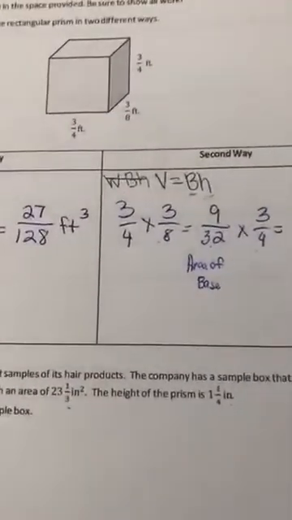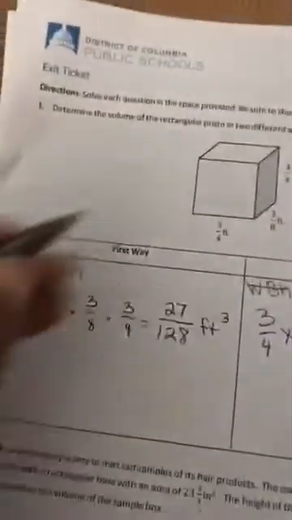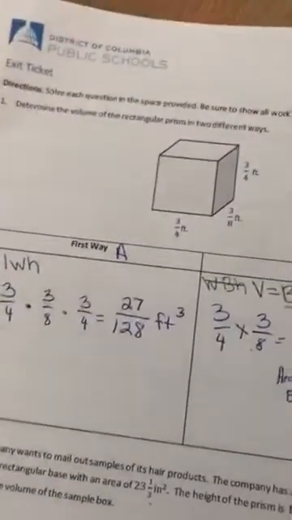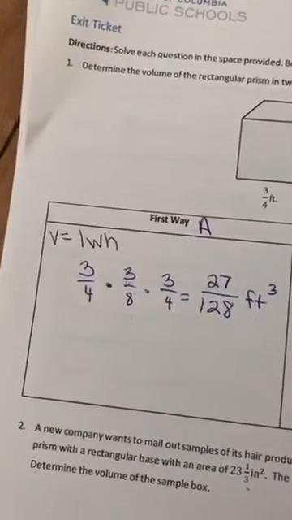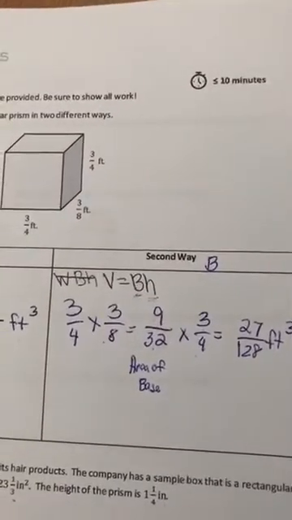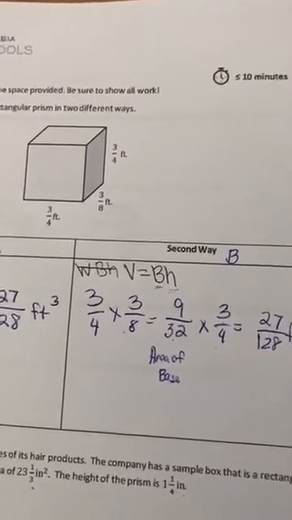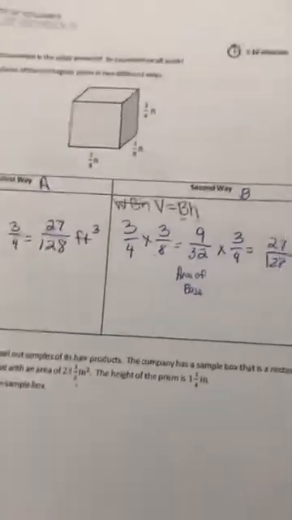Okay, so which formula am I going to use? We'll call this one formula A, and we'll call this one formula B. So you only have to put one letter in the chat box. Am I going to use formula A, length times width times height, or am I going to use formula B, the area of the base times the height? Which one am I going to use? Formula A or formula B to solve this problem?